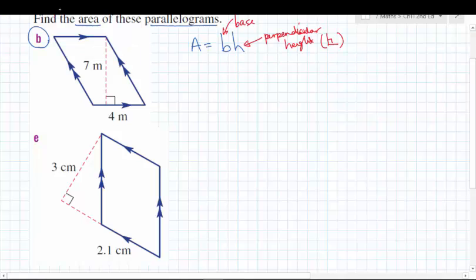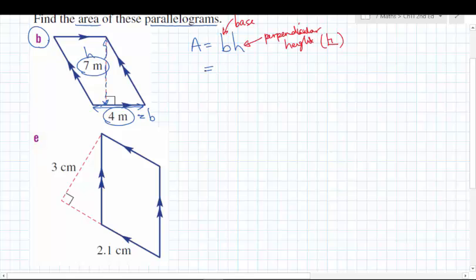Let's think about this. The base is one of the sides of the shape, and so this here is our base. So that's B. Our perpendicular height is something that's at right angles to that, which is this line here, which goes up this way, and so that's at right angles to the base here. So this length going up this way is our perpendicular height, which is 7.